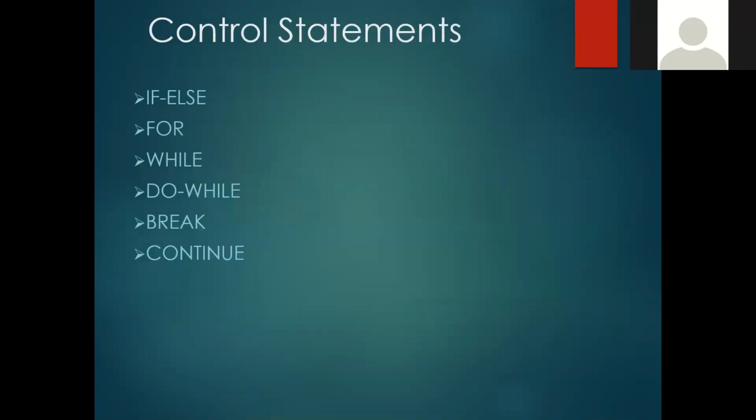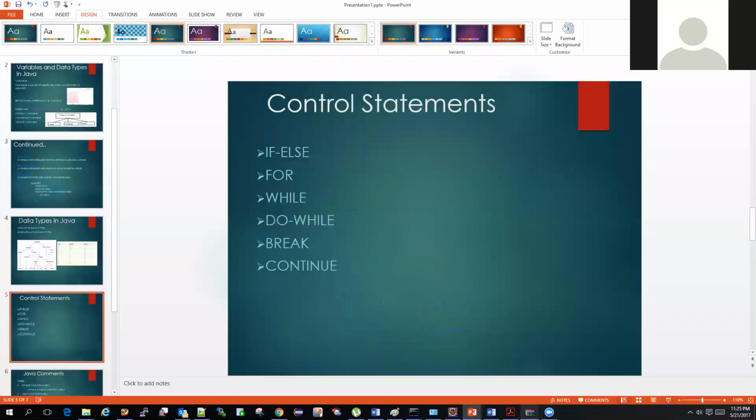Next, we'll come to control statements. There are various control statements: if, else, for, while, do while, break, continue. So we'll go one by one with the example. First, we'll check with if else.